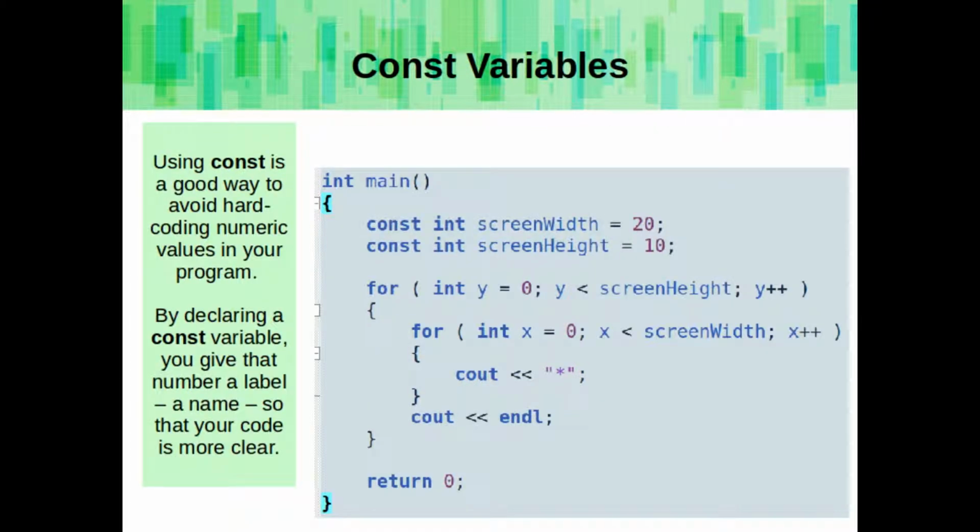Using const is a good way to avoid hard-coding numeric values in your program. By declaring a const variable, you give that number a label or a name so that your code is more clear. Also, if you reuse that value a lot in the program, then you only need to reference the variable name instead of having to hard-code 20 here and 10 there and 20 here and 10 there, so that if you ever have to go back and change it, all you have to do is update the variable value.